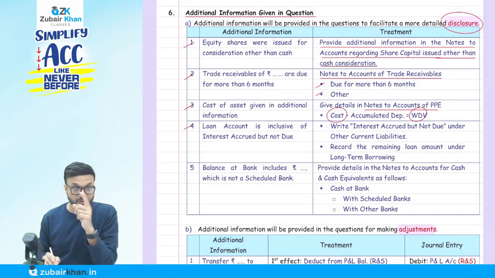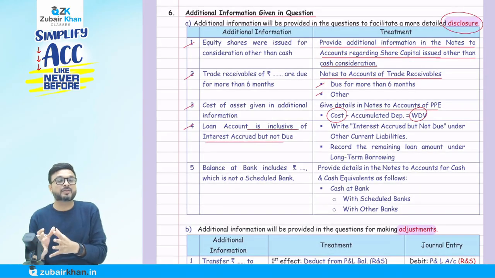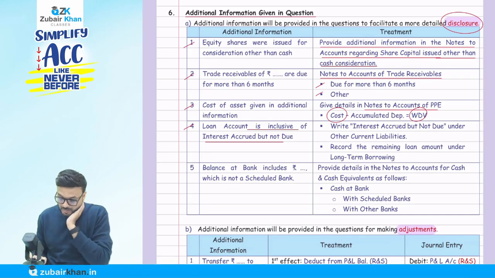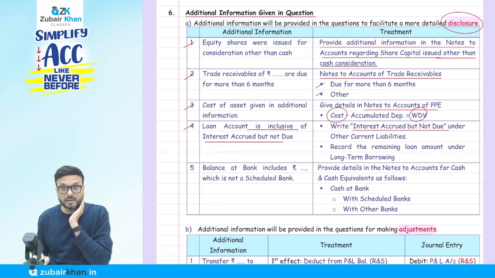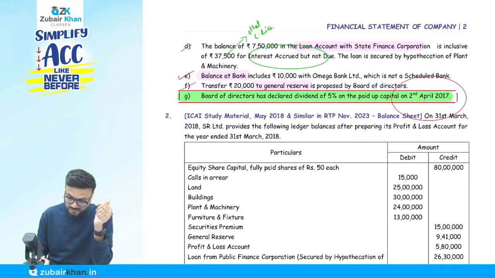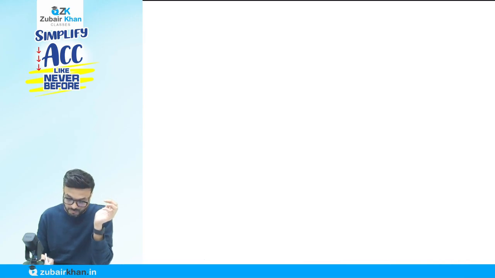Now, loan account is inclusive of interest accrued but not due. We have seen this also. I think 7,50,000 was the loan amount and 37,500 something like that was the interest. So what we do with interest accrued but not due? We write it down under other current liability, and the remaining amount we show under long term borrowing. This is what we have done today. So we write 37,500 in other current liability and the remaining amount in long term borrowing.